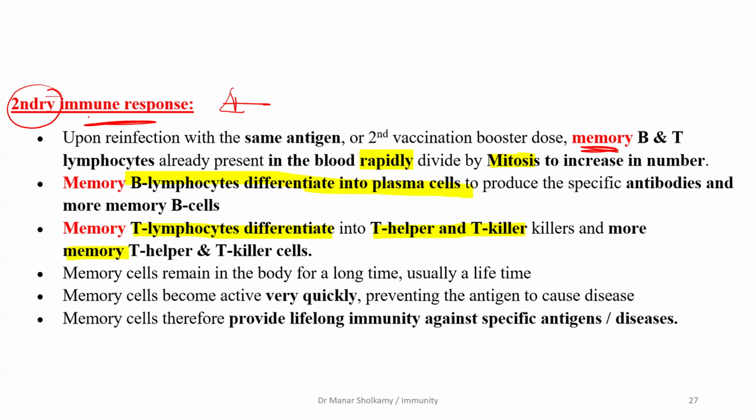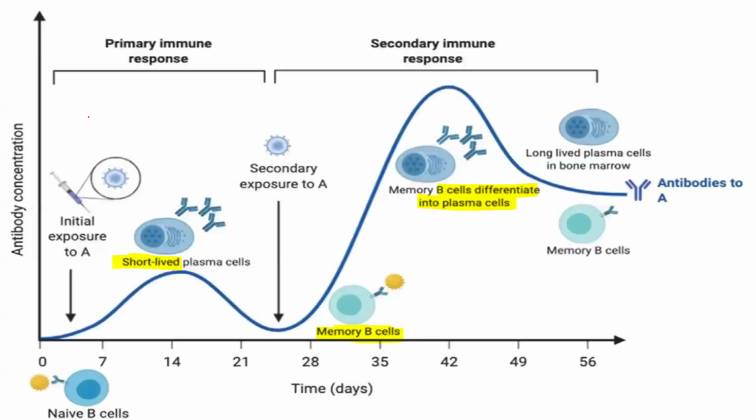Faster response, faster production of antibodies if it is in the case of the B lymphocyte. And the response is weaker or stronger? Stronger, okay? That is why you have this graph here. This graph, I think you saw it a lot. You have the time on the x-axis and the antibody concentration on the y-axis.